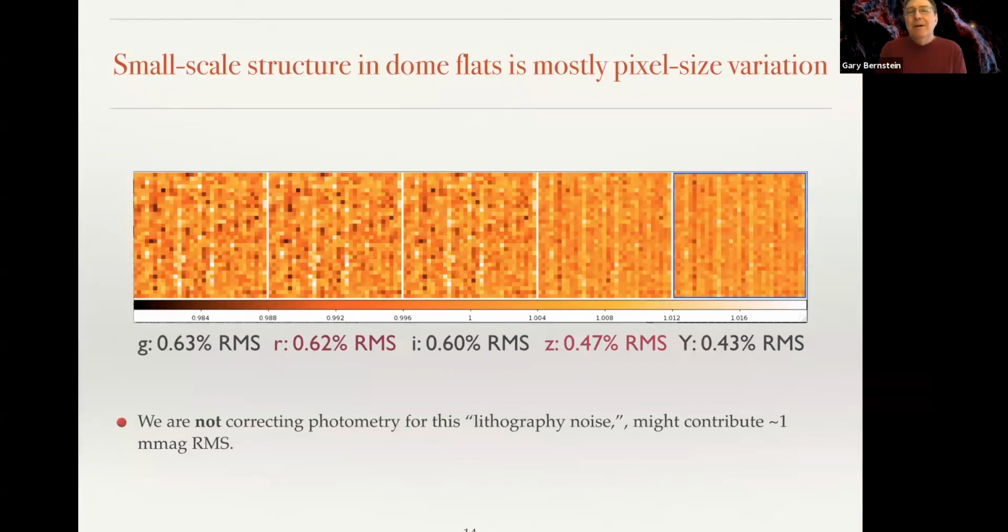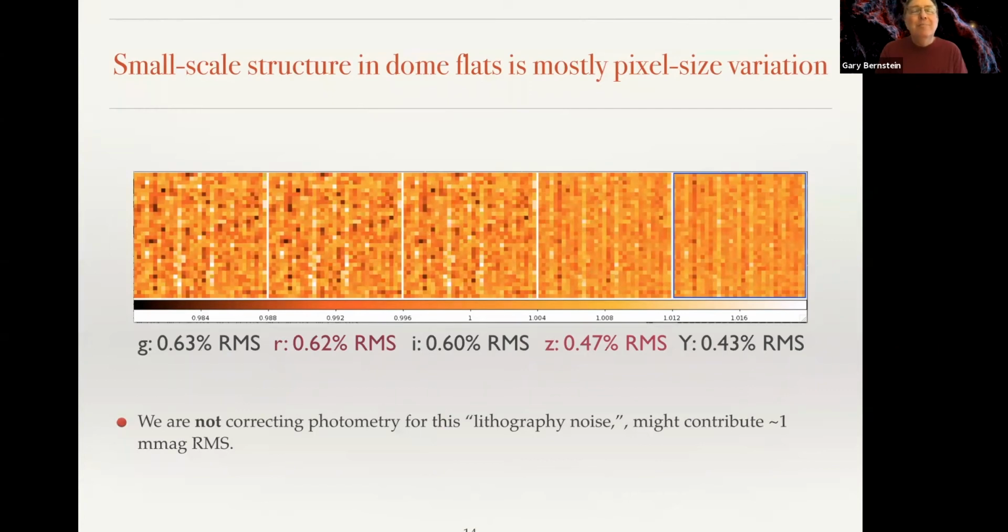Last thing I want to mention about photometry is, if you take a real close look at your dome flats, you see this pixel-to-pixel structure that does not get smaller as you take more and more exposures. And you can also see that the pattern repeats from band to band, grizY, going from left to right. And so that means this is not noise. This is actual changes in response to a flat field.